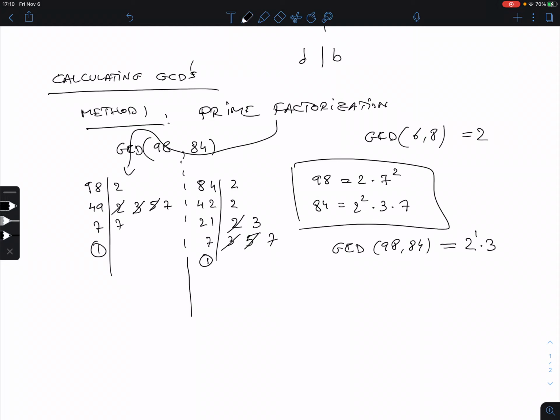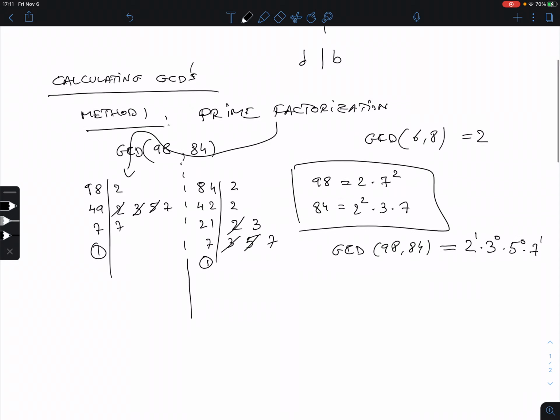So I'm going to write it down for now, but from now on, once we're used to this, we're just going to ignore this, right? Same for 5, right? 5 doesn't occur in either one. What about 7? 7 occurs to the power 2 in the first and power 1 in the second. The smallest is 7, so 7 to the power 1. Of course, these are just 1. This gives me 14. Okay?